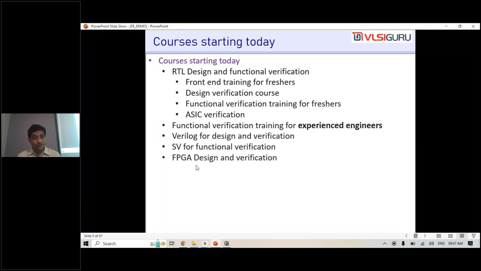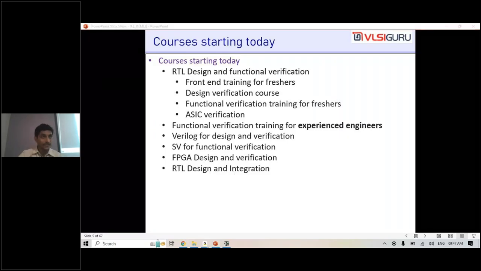Other than that, we are also starting courses on FPGA design and verification, and RTL design and integration. As we go further, you will understand all the things I'm talking about. What exactly do we mean by RTL design? What do we mean by RTL integration? Everything you'll get the idea. Then today we are also starting a course on DFT.